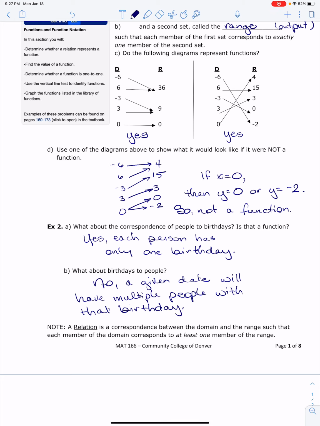So notice our functions don't necessarily go both ways. So person to birthday is going to be a function. Birthday to person is not going to be a function. Okay, so the direction that we're moving matters. If there is a correspondence there, but it's not a function, we're going to call that a relation. And a relation is going to be that correspondence where each member of the domain corresponds to some member of the range, at least one.